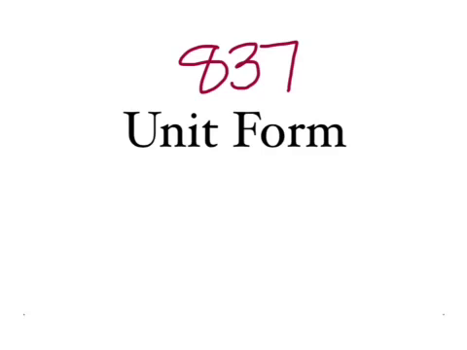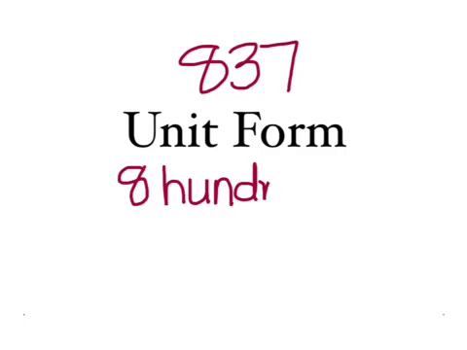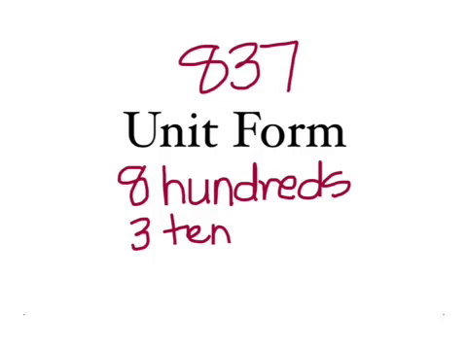We'll stick with 837 to start us off with unit form. Unit form is where we write each digit in its place. So for example, we start with our 8 and it's in the hundreds place, so it's 800s. And then we have our 3 in the tens place, and then our 7 is in the ones place.